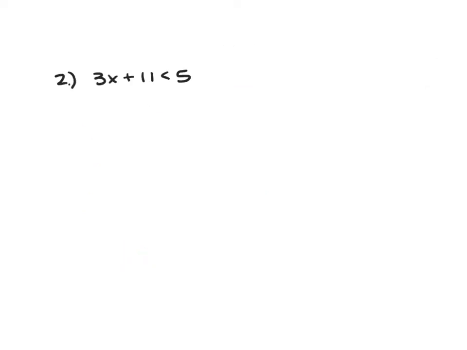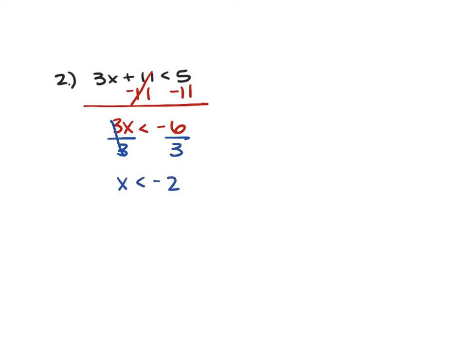If we look at number 2, we're given 3x plus 11 is less than 5. With this one, I start by moving the 11 by subtracting it from both sides. I'm going to be left with 3x is less than negative 6. I then just divide each side by that 3 to get x is less than negative 2.